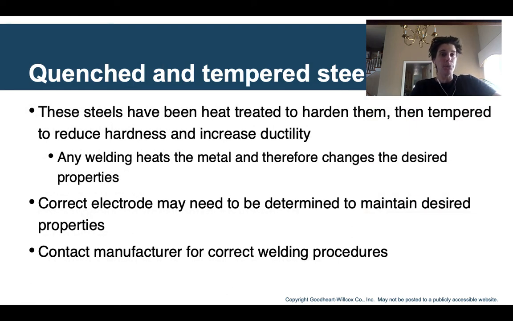Now with your quenched and tempered steels, they have been hardened. They have been heat treated to harden them and then tempered, so that's basically a whole heat treatment process to bring them to a specific desired place. So therefore, any welding is going to change those desired properties, which can be a problem. You may need to make sure you pick out the right electrode, and you may also just need to find how this was manufactured and find out what the manufacturer says about correct welding procedures. Usually that stuff can be found online.